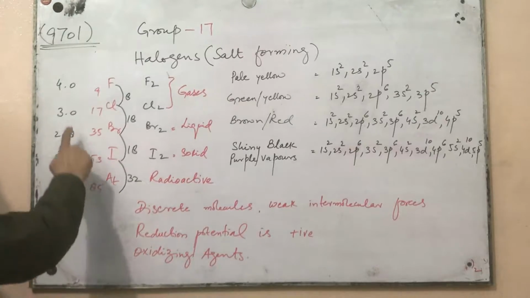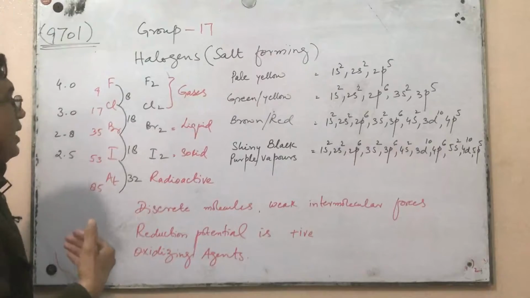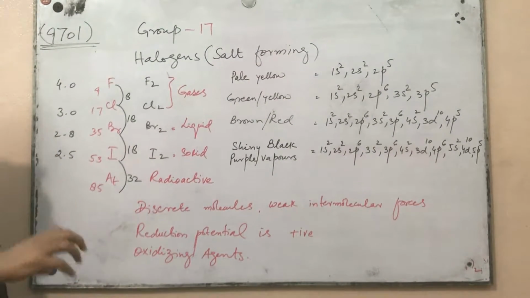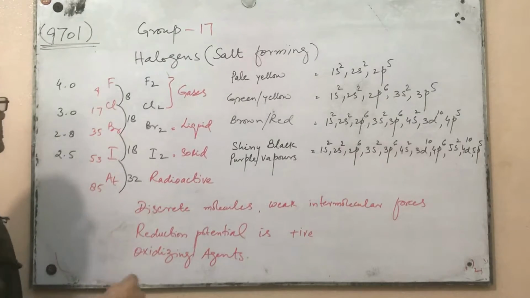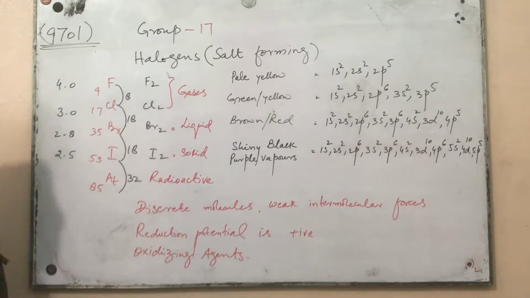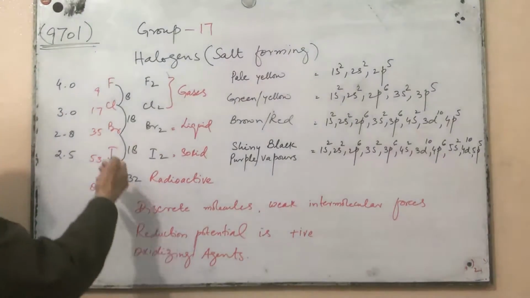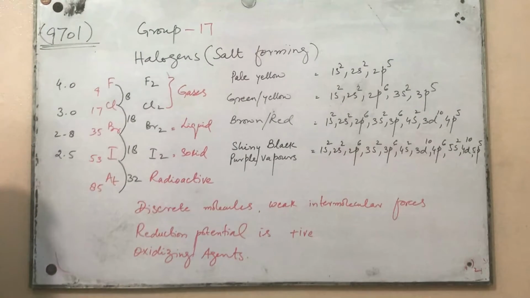What is electronegativity? According to the definition, electronegativity is the power of an atom to attract a shared electron pair between atoms towards itself. As fluorine is highly electronegative, the power of a fluorine atom to attract electrons is maximum. That's why we can say fluorine is the strongest oxidizing agent.